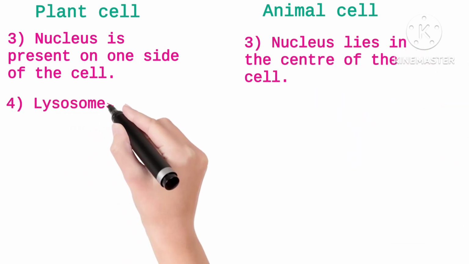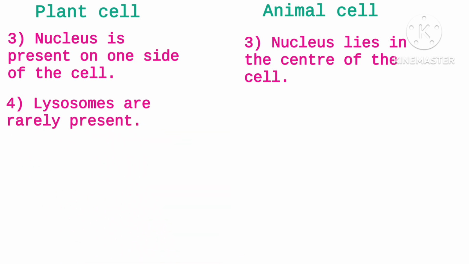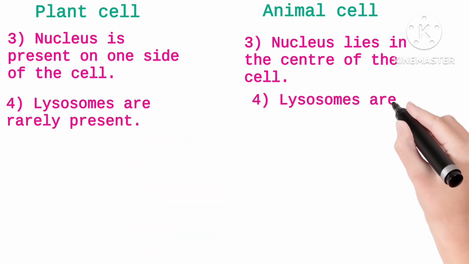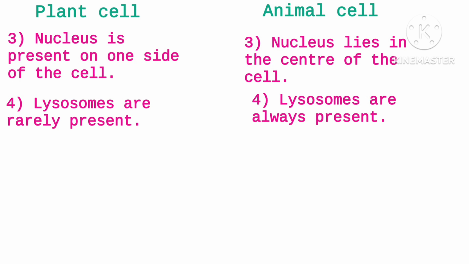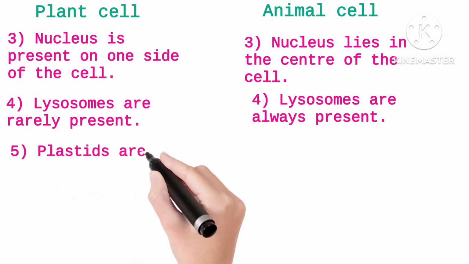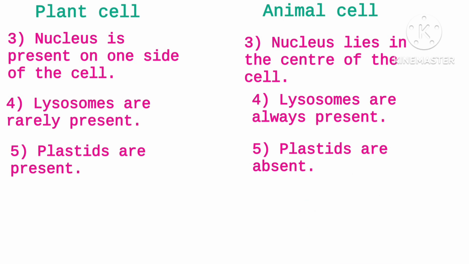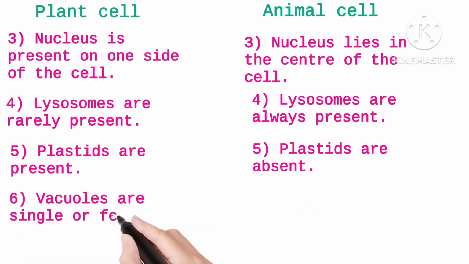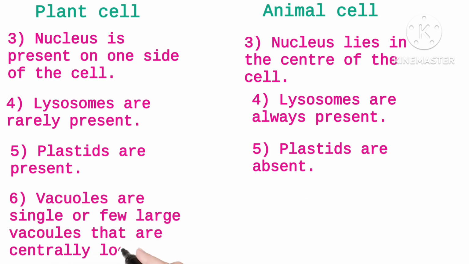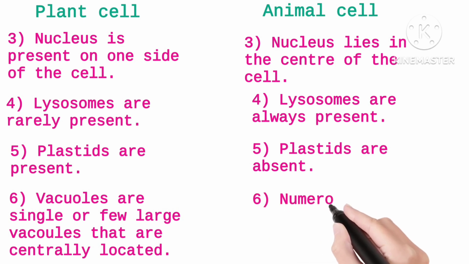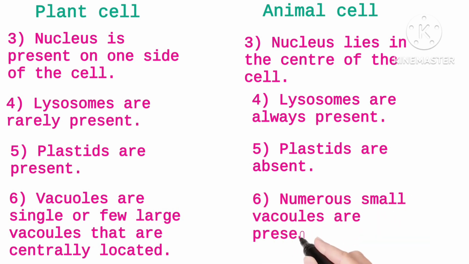In plant cell, lysosomes are rarely present. In animal cell, lysosomes are always present. In plant cell, plastids are present. In animal cell, plastids are absent. In plant cell, vacuoles are single or few large vacuoles that are centrally located. In animal cell, numerous small vacuoles are present.